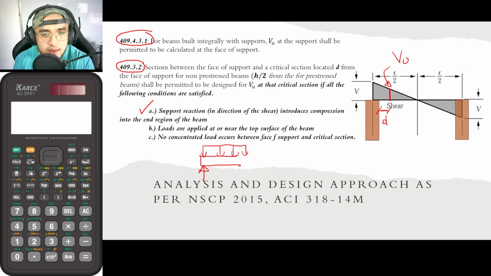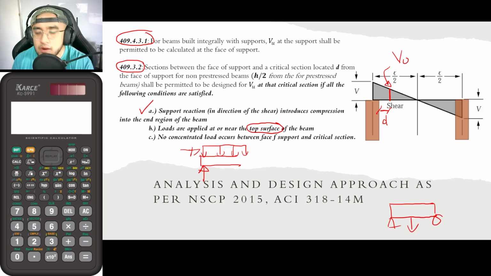As you can see, the load is actually at or near the top surface of the beam. So it was not applied at the bottom part. Meaning, guys, for a beam like this, for example, this is your beam, if the load is at the bottom part, then we cannot make use of this provision already. Okay? And for C, guys, no concentrated load occurs between the face of support and critical section.